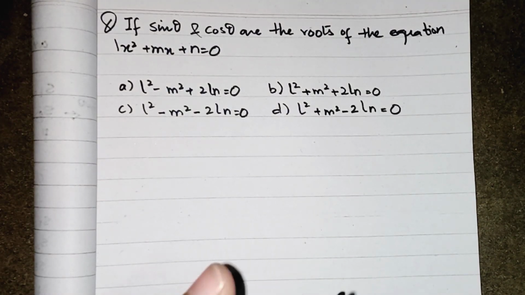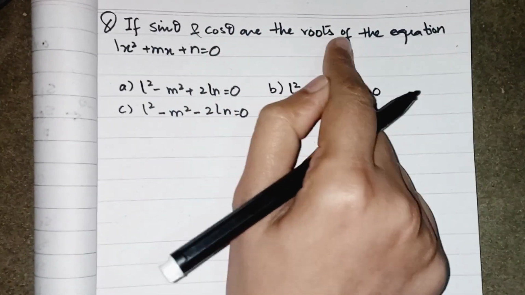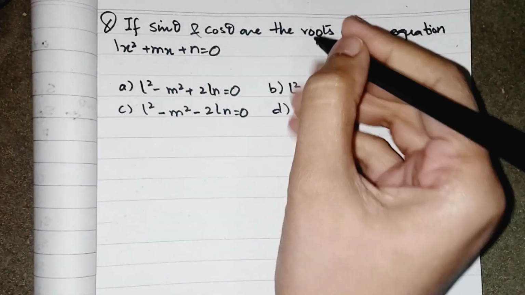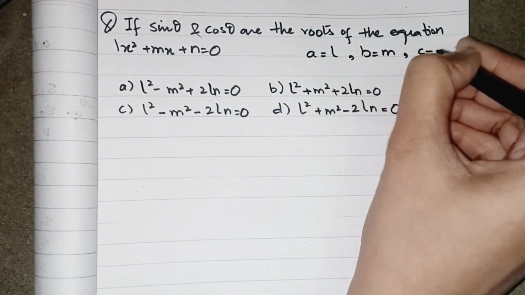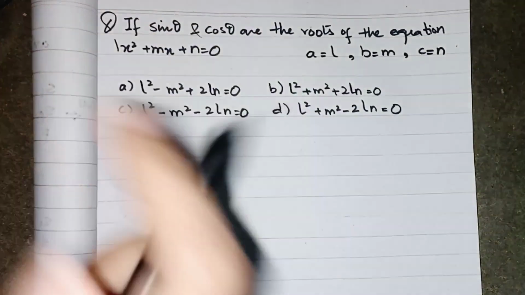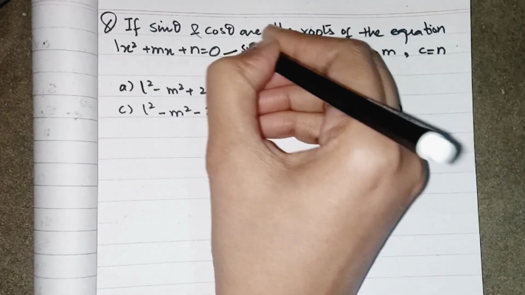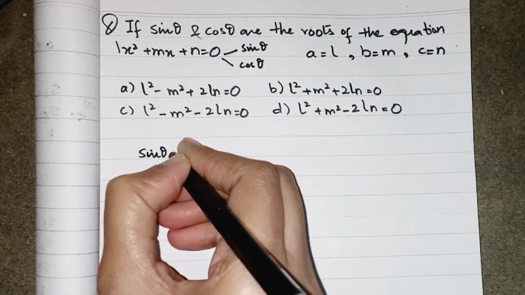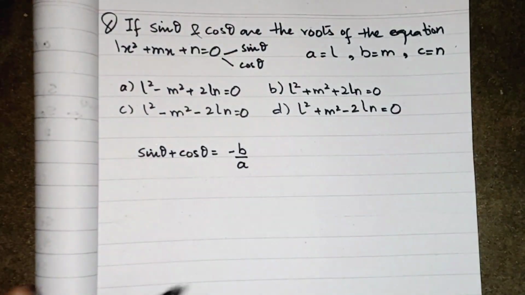Now we have another question to understand about the relation between roots and coefficients. If sin theta and cos theta are the roots of the equation lx square plus mx plus n equals to 0. So from this equation, I can say that a is equal to L, b is equal to m, and c is equal to n. So what we have to do, we have to use this one. What they are saying, that we have two roots of this equation, instead of alpha and beta, now we have sin and cos. So we will write sin theta plus cos theta is equal to minus b upon a, which is the formula.